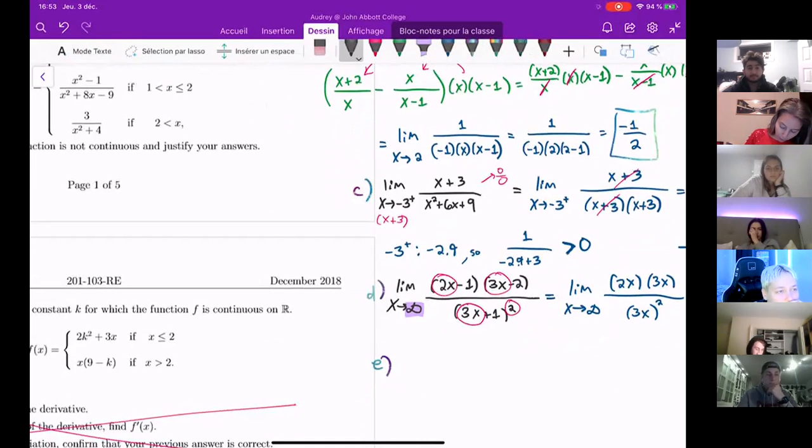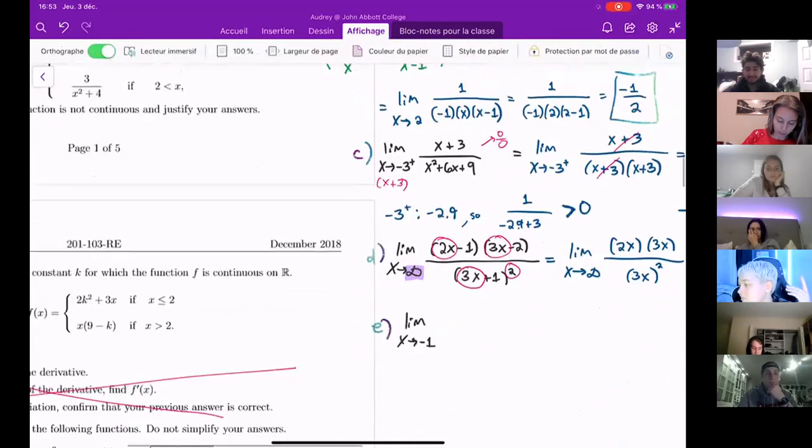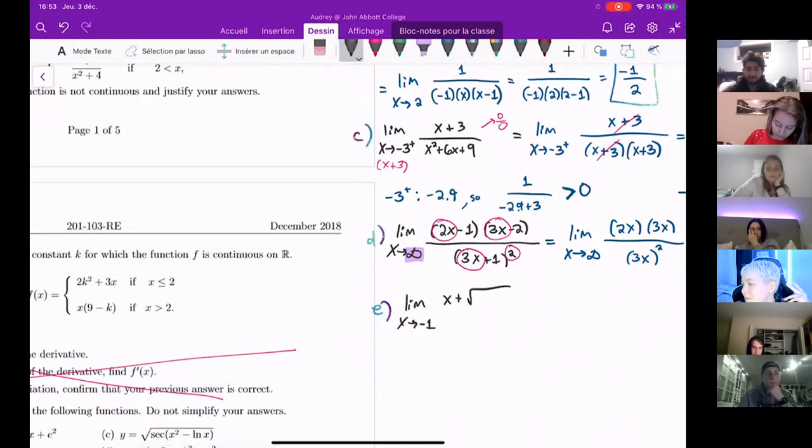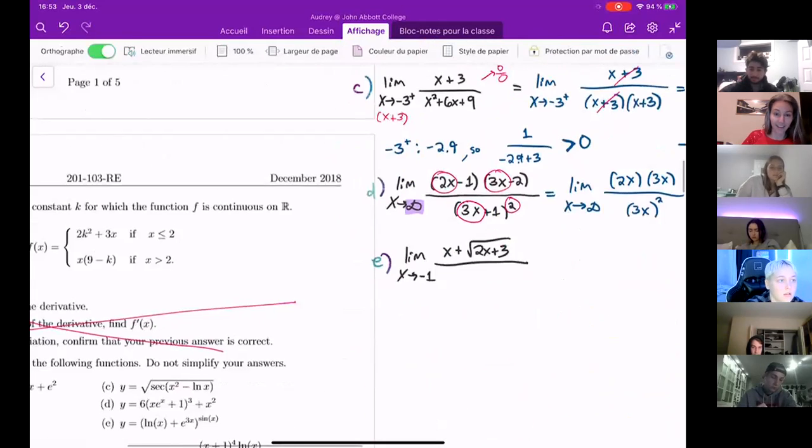Limit as x approaches -1 of x plus root 2x plus 3 over 2x squared minus 2.